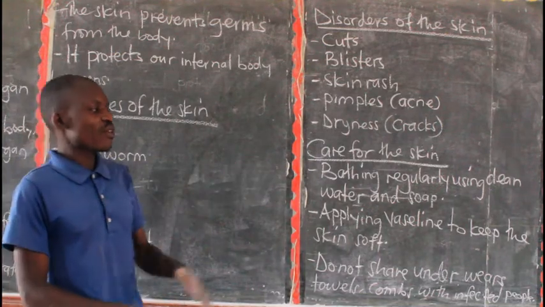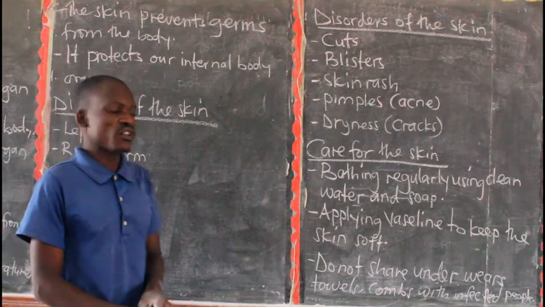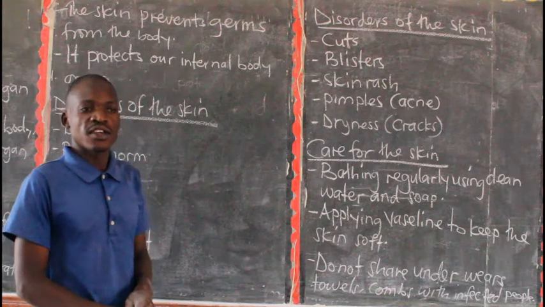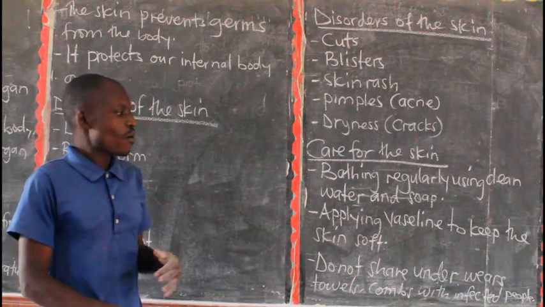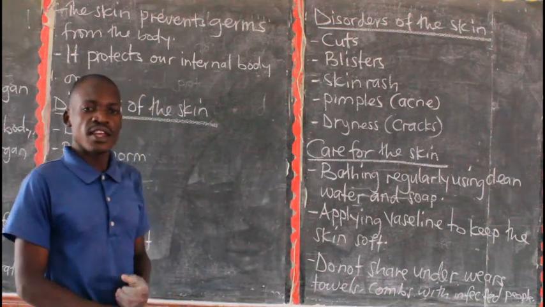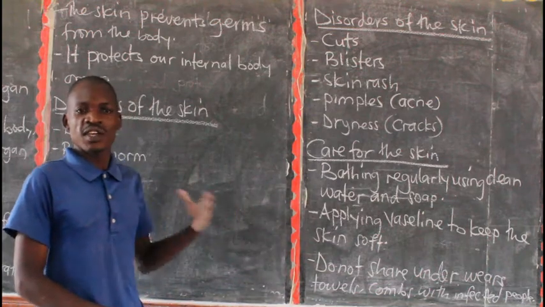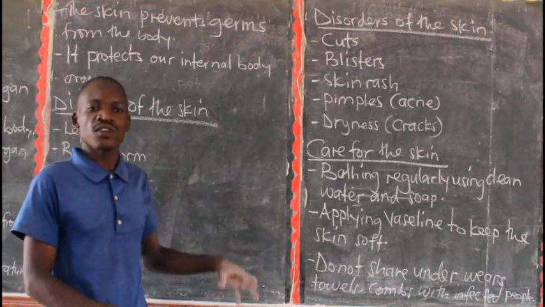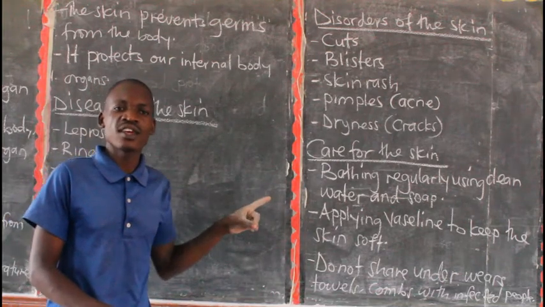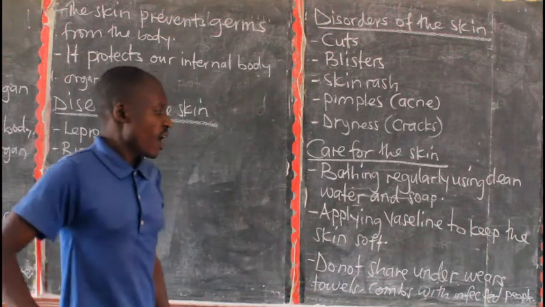Then how can we care for the skin? One, by bathing regularly using clean water and soap. When we bathe with clean water and soap, we are killing germs. There are two questions asked here. Why we bathe regularly with clean water is to remove germs. Why you bathe regularly with clean water and soap is to kill germs. Wherever you see water and soap together in a sentence, you are killing germs. Where there's only water, you are removing germs.